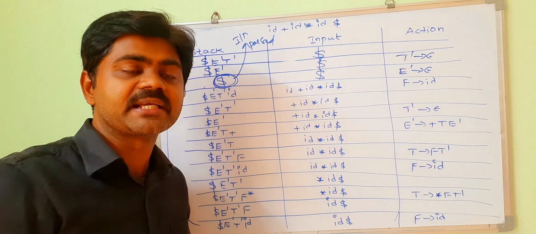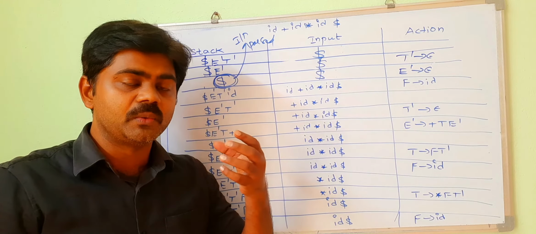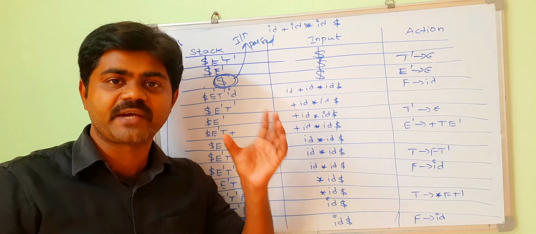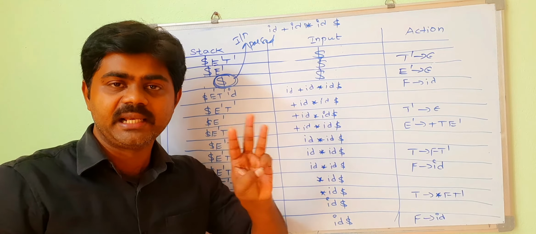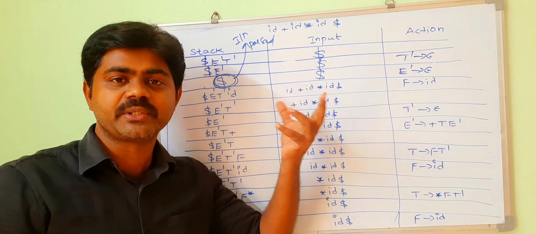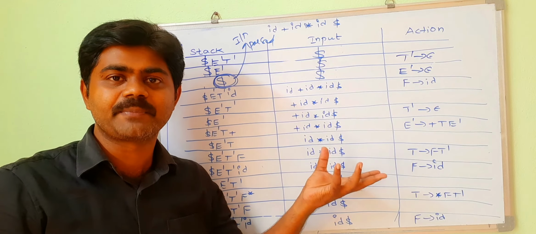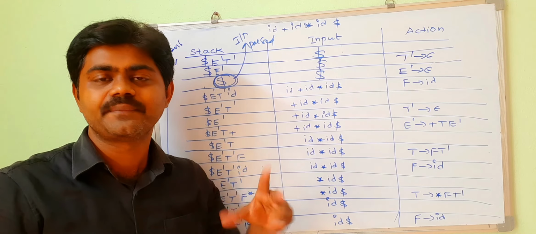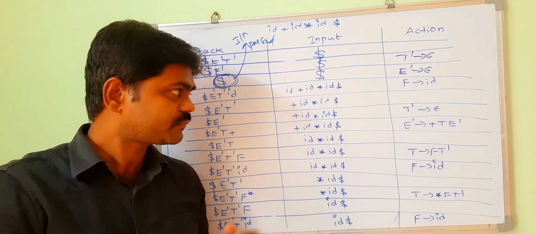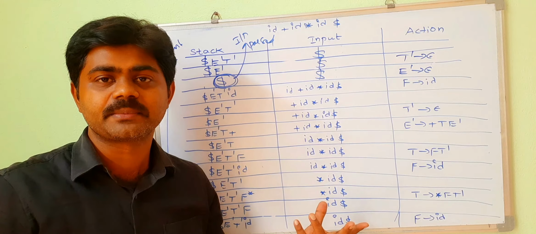So what we did for construction of a predictive parsing table in LL(1): first we need to consider the grammar, and first we should find out the first and follow functions. Later on we have 4 rules. Based on those 4 rules we construct a predictive parsing table, and we take one input and parse it using the predictive parsing table to check whether that input is correct or not. In this way we construct the LL(1) parser. I hope you understood the concept.